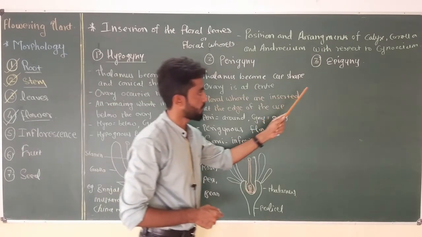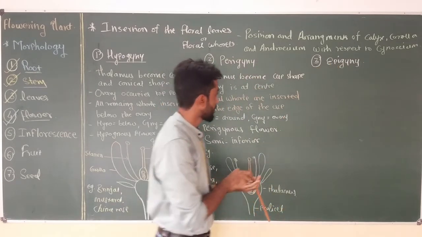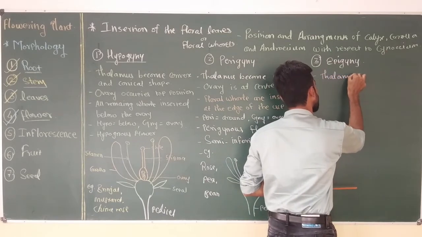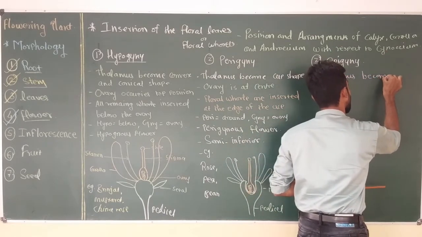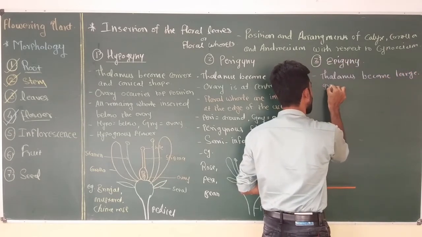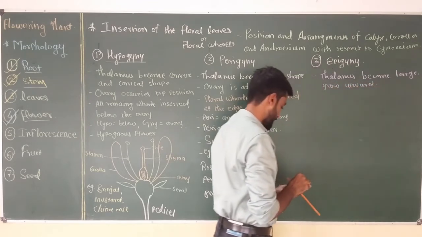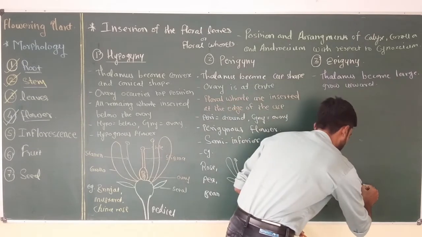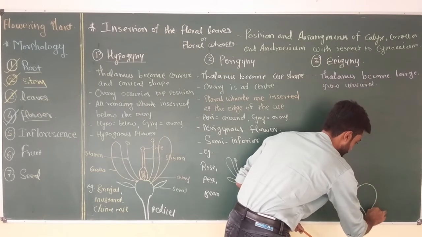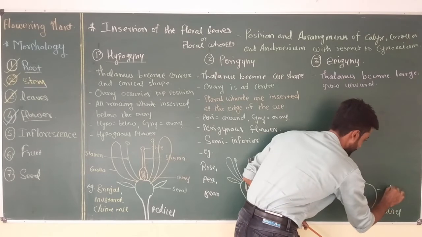The last type of the insertion is epigyny. In this type, thalamus become large and grow upward. Okay, so thalamus become large and grow upward. So this is the large thalamus of this type of flower, pedicel and thalamus.